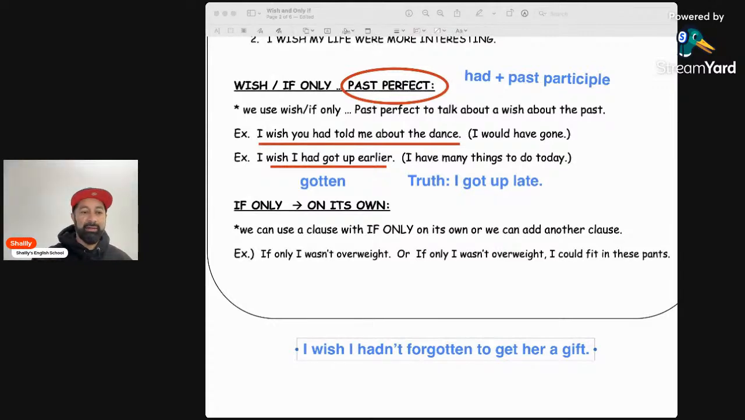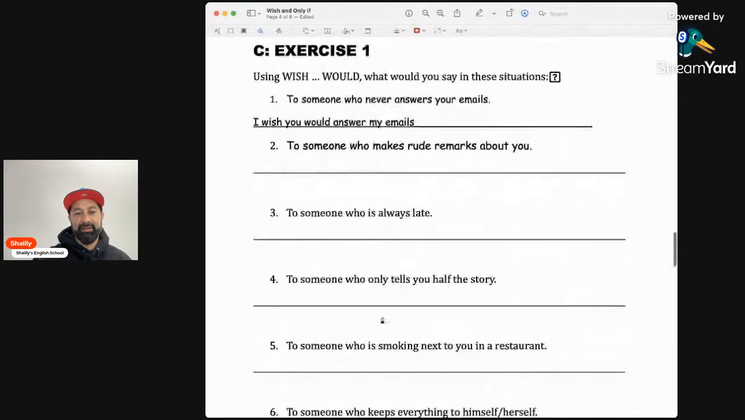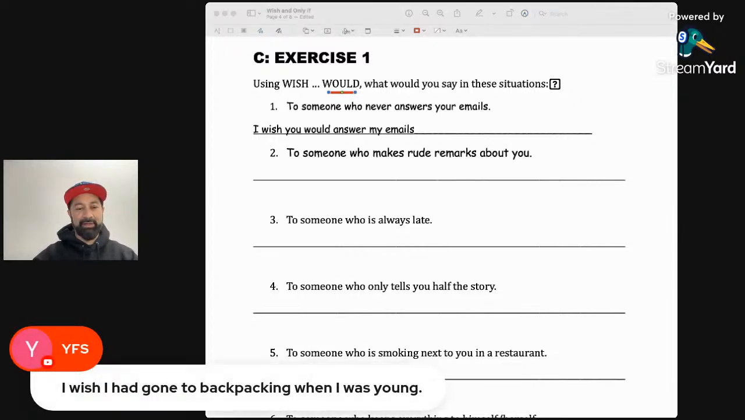Okay, so while everybody's thinking, let's move to this section here. Now, the first section here, we're only practicing using would. This means you want something to happen. You want something to not happen. Okay. YFS has an example sentence here. I wish I had gone backpacking when I was young.